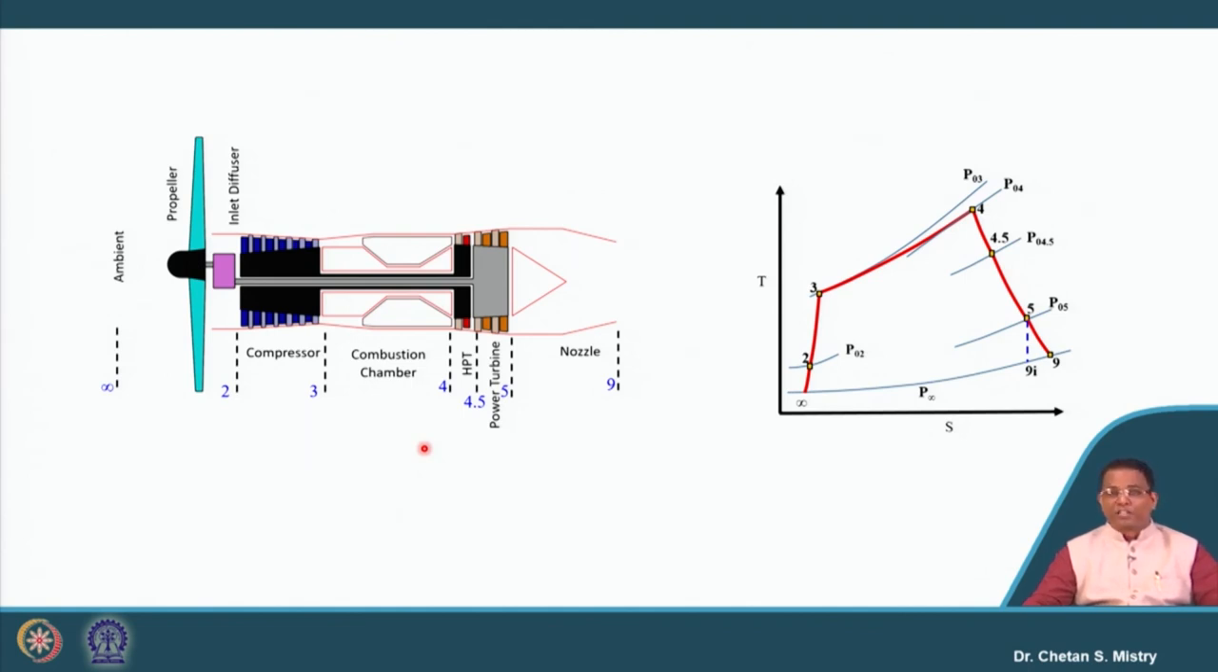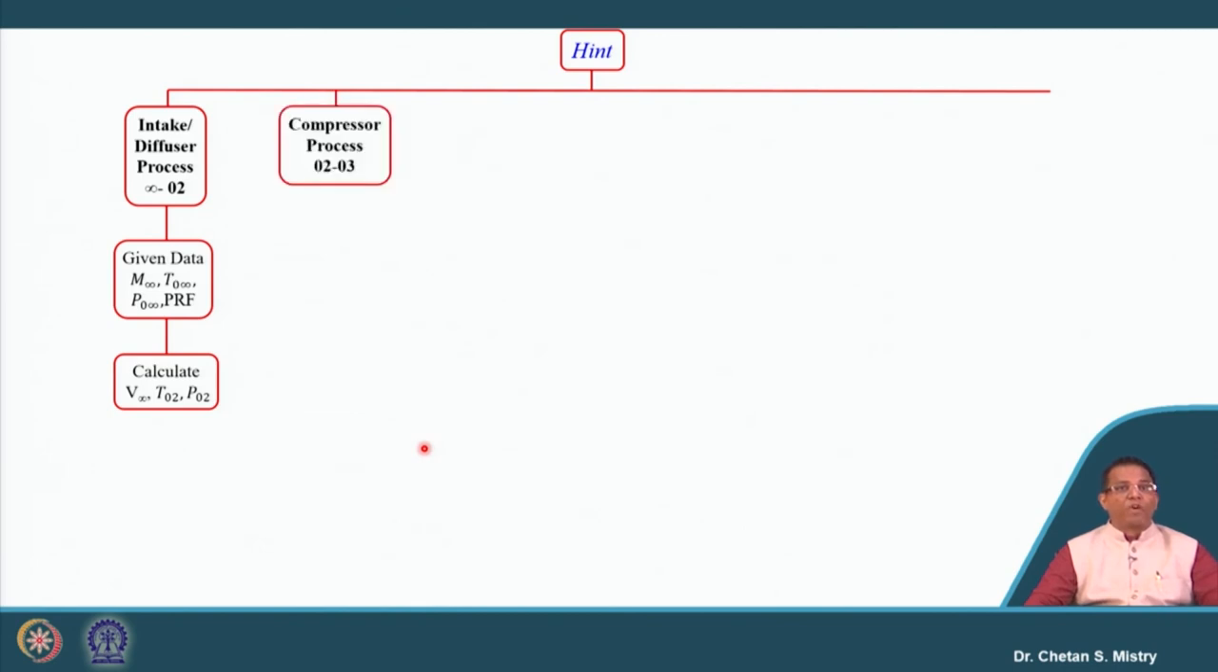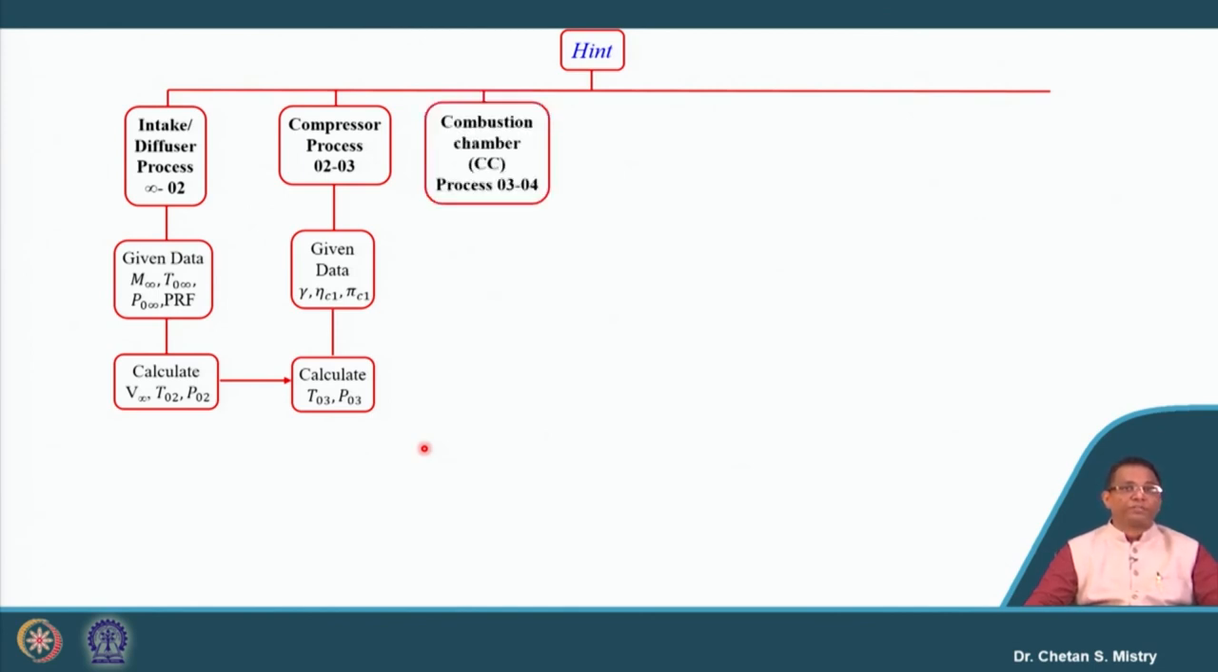Okay, so let's discuss the hint point and then we will stop. The hint here: for the inlet, we have information about the flying velocity, entry temperature, entry pressure, and pressure recovery factor. Based on that, we can calculate the exit pressure and exit temperature from the intake. Our next component is the compressor. For the compressor, we have information about the pressure ratio and efficiency. We can calculate the exit total pressure and exit total temperature.